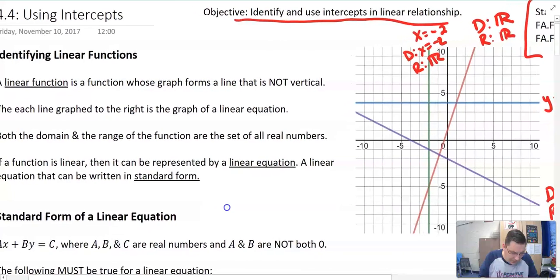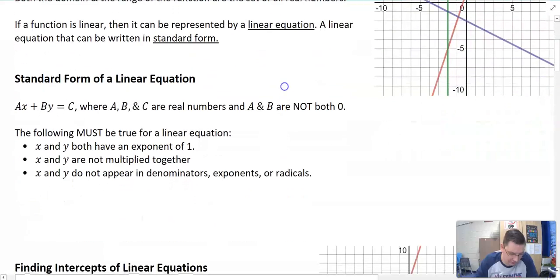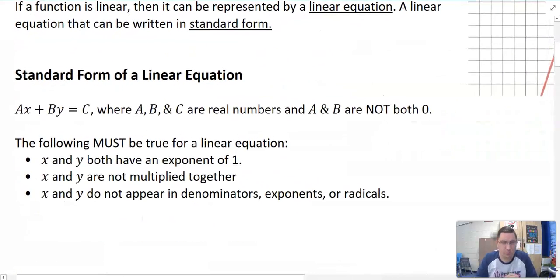Okay, now the last thing over here to the left. If a function is linear, then it can be represented by a linear equation, and a linear equation can always be written in standard form. When we looked in section 1 at interpreting functions, we talked about the three different forms of a linear function. The first of those is the standard form, ax plus by equals c. The a, b, and c all have to be real numbers, and a and b both cannot be 0. One of them can be 0, but not both.